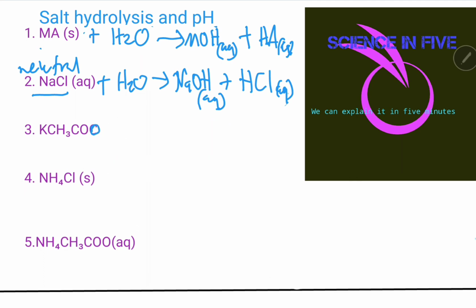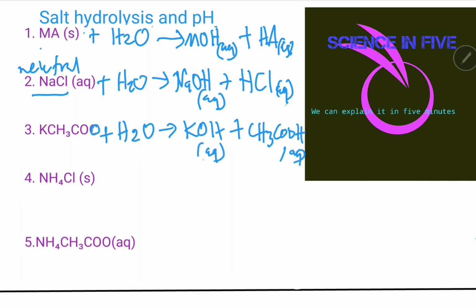Right, potassium ethanoate, that's the correct formula. We're going to react it with water again. Remember, the water splits into H+ and OH-. The OH goes to the metal. We end up with KOH. The H goes to the acid radical. We end up with CH3COOH aqueous and KOH aqueous. Here we can clearly see that KOH is a strong base, ethanoic acid is a weak acid. So this is a basic salt because the pH of the solution is going to increase because of the KOH.